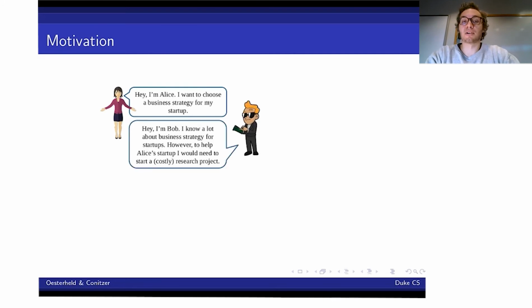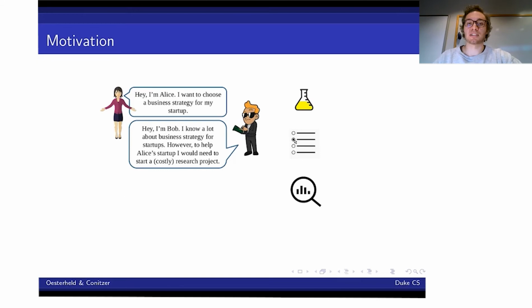And then there's some external expert, in this case, Bob. And Bob has some expertise that is relevant to Alice's choice. But to really help Alice, Bob has to do some research. And he has various different kinds of projects that he could engage in. But all of these are costly and they vary in their costs. But he doesn't really want to do these projects just out of curiosity. Rather, he wants to make some money.